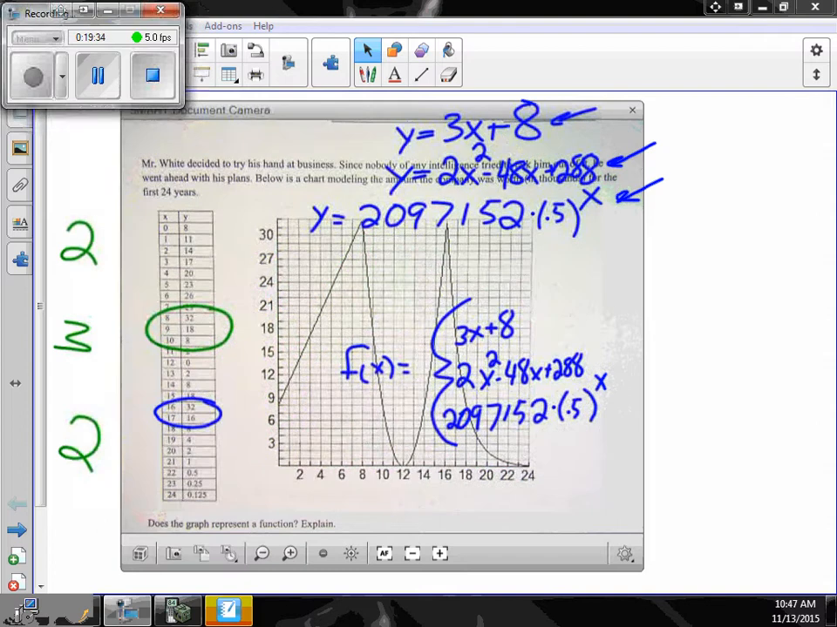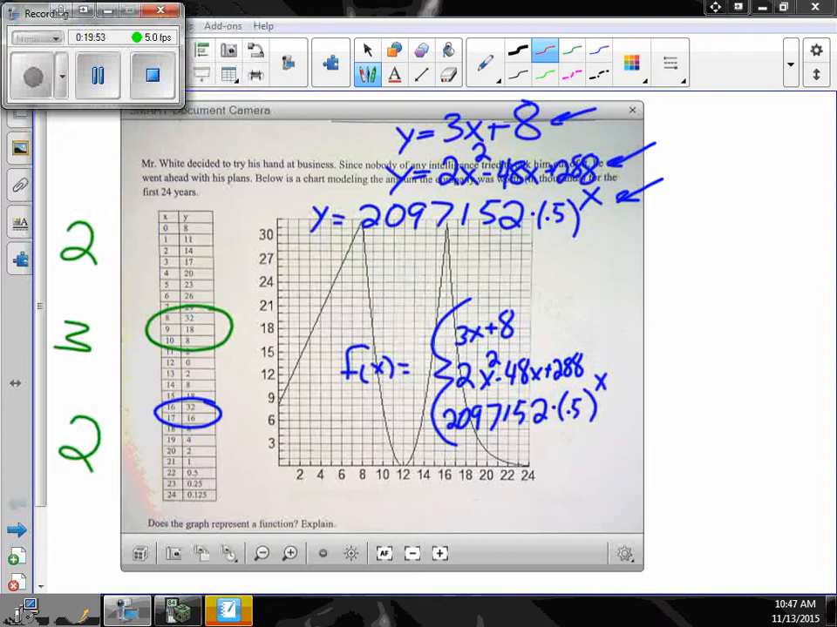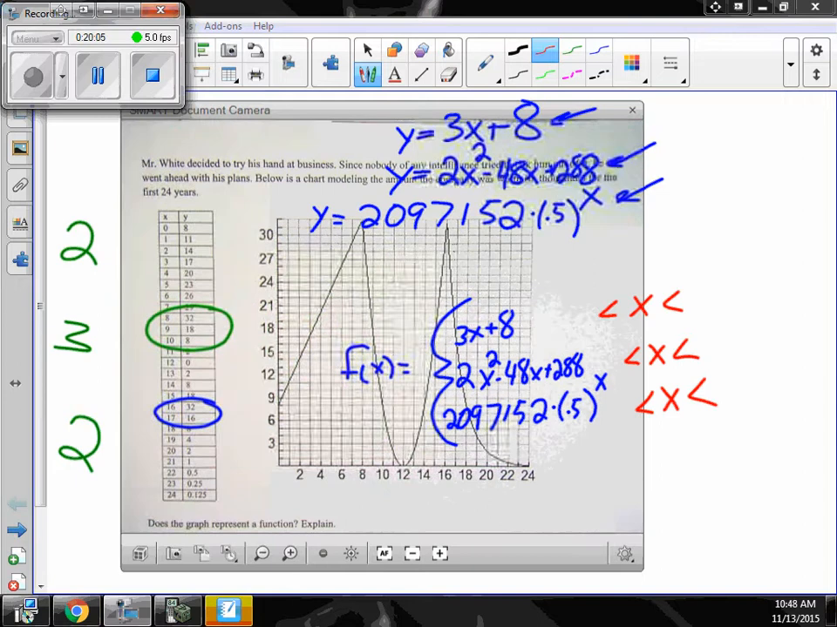Okay, so piecewise functions have to have the domains listed. So we have all 3 of these functions, but we need some way to say when each function exists. So in addition to the function off to the side, you need to write less than x and less than on all of them. And we put when the function starts and when the function stops for each piece. And it will always look like this: something less than x less than something else.